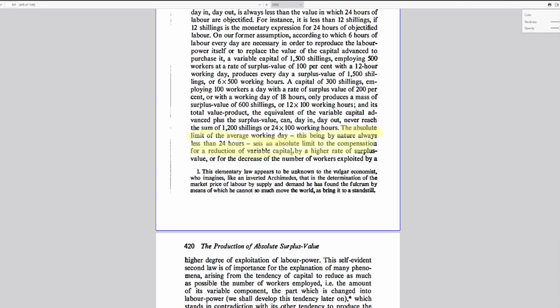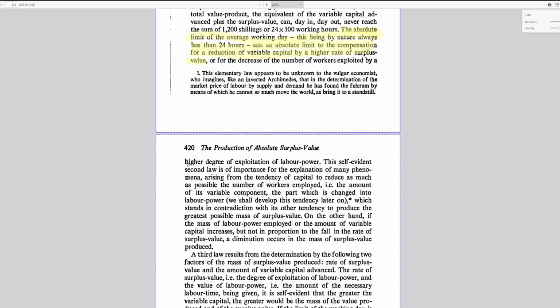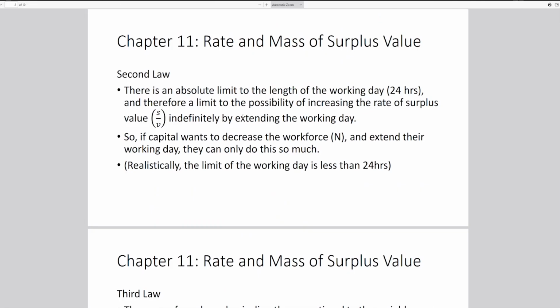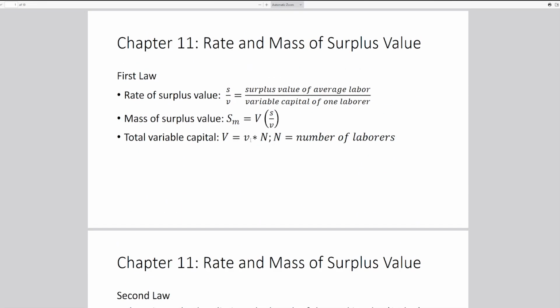"The absolute limit of the working day, this being by nature always less than 24 hours, sets an absolute limit to the compensation for a reduction of variable capital by a higher rate of surplus value, or for the decrease of a number of workers exploited by a higher degree of exploitation of labor power." Okay, so if we're the capitalist and we want to decrease how many workers are working for us, but the remaining workers work much harder, that can only work to a certain extent.